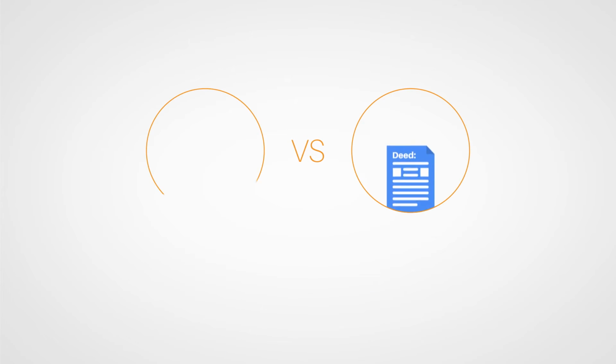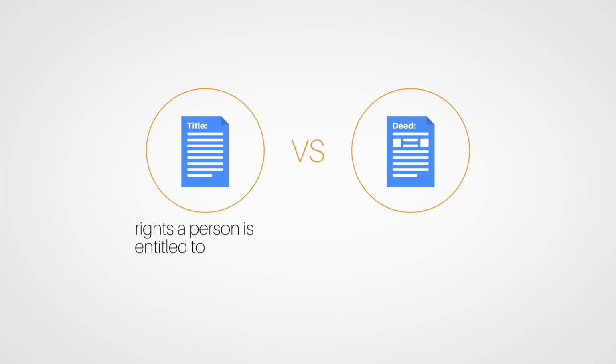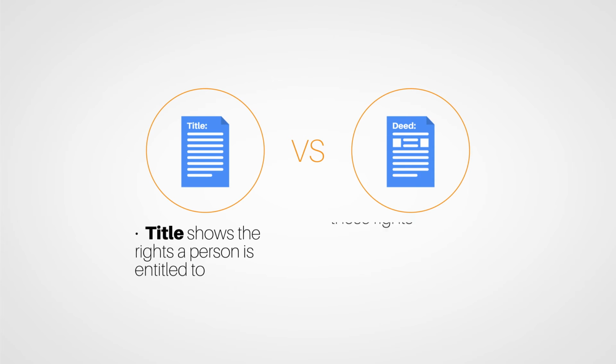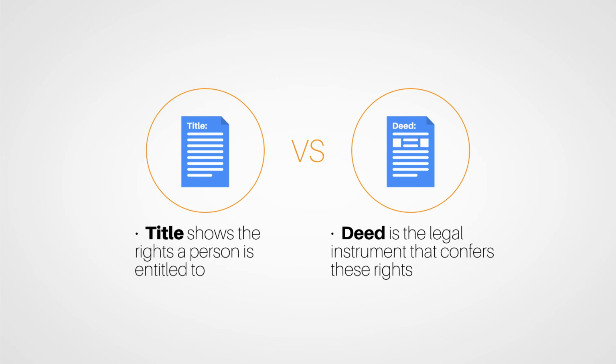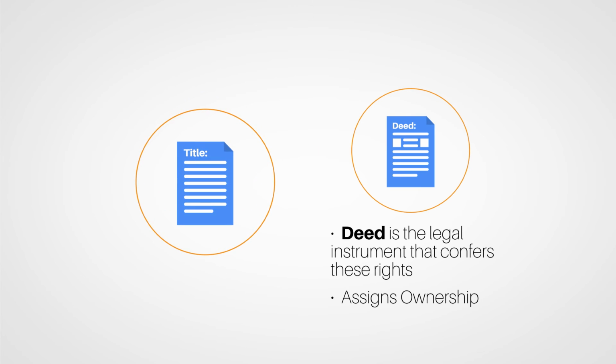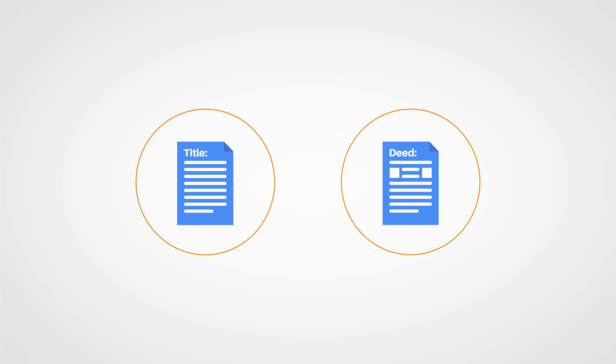The main difference between a deed and a title is that the title shows the rights to which a person is entitled, while a deed is the legal instrument that confers these rights. In other words, the title only shows the ownership, while the deed is the formal legal document that can assign or transfer property ownership. While the title is the core to ownership, the deed is the core to the transfer of ownership. They're tied together, but have distinct and important aspects.